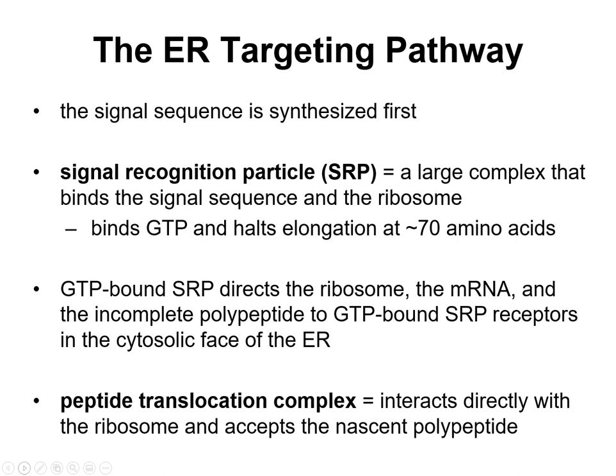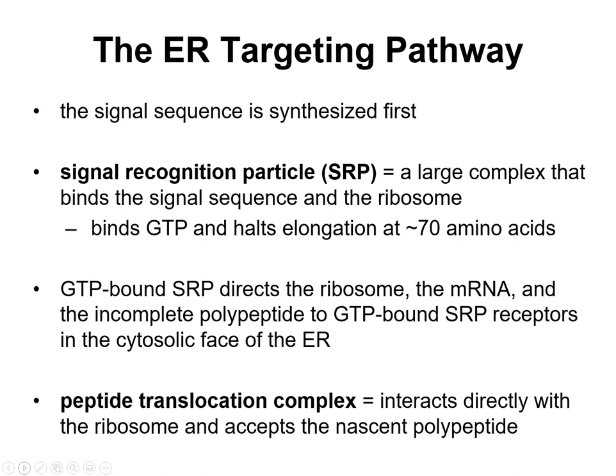The signal sequence is always synthesized first. It's at the N terminus of the protein, so it's the first thing that happens. And there's a complex called the signal recognition particle that recognizes and binds to the signal sequence right at the ribosome. It binds GTP, and it will halt elongation at around 70 amino acids. So you have that signal sequence fully out, and then you have a few more residues after that. And then the SRP says, all right, hold up for a second.